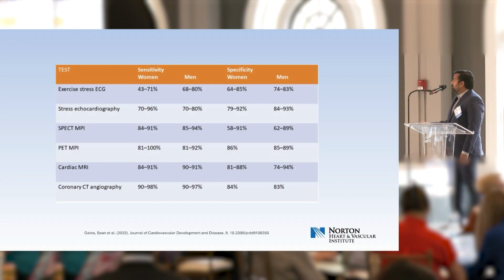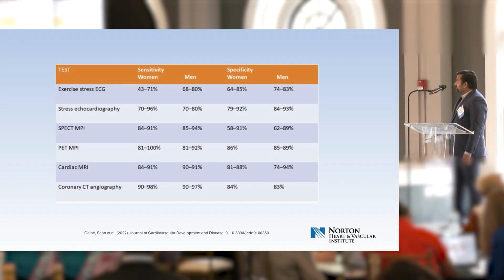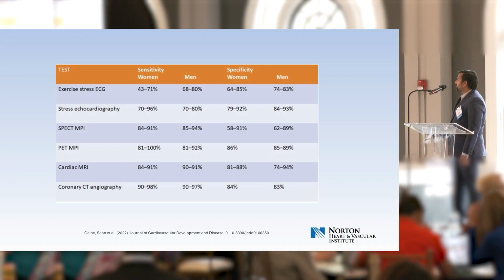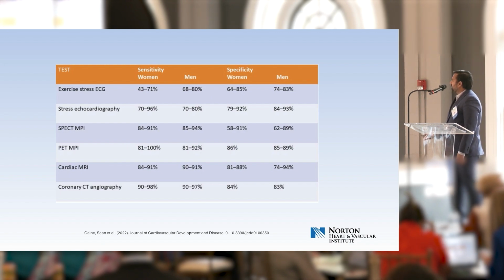So as I alluded to earlier, I think there are some differences in the specificity and sensitivity of these tests with men and women. As you see here, treadmill stress EKG has a sensitivity approaching around 50% in women compared to about 70 to 80% in men. So keep that in mind when you order one of these tests. As you move down the ischemic cascade, you can see that the sensitivity goes up. And we'll talk a little bit about the coronary CT in a minute.